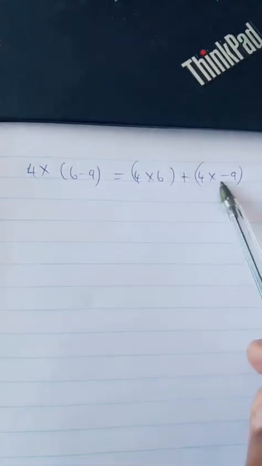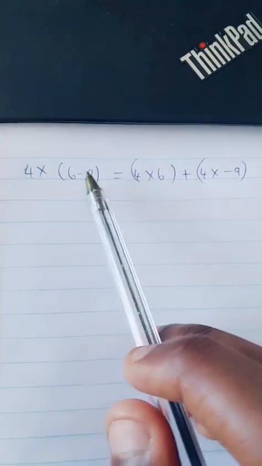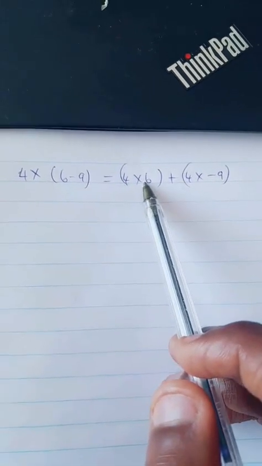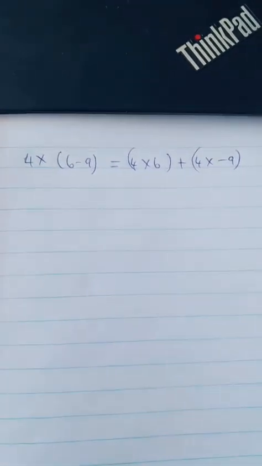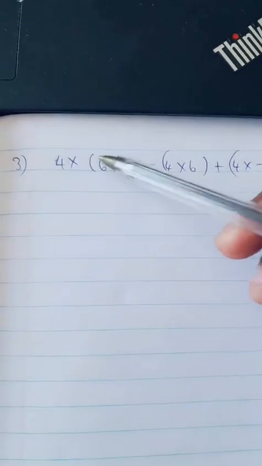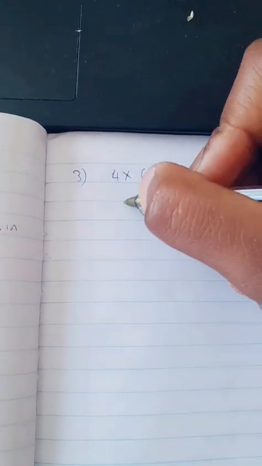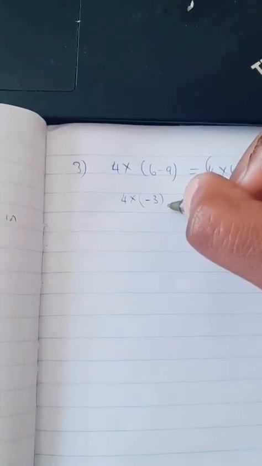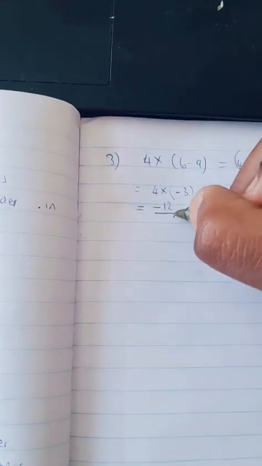Let's come here now. I am asking, is this statement true? That's the first thing I've asked. Is the statement true? 4 times brackets 6 minus 9 is equal to 4 times 6 plus 4 times negative 9. Is this statement true? And most of you have said the statement is false. So let's look at it. What's 6 minus 9? 6 minus 9 is negative 3. What's 4 times negative 3? Okay, so a positive times a negative gives me a negative. And then what's 4 times 3? It's 12. So the answer is negative 12.